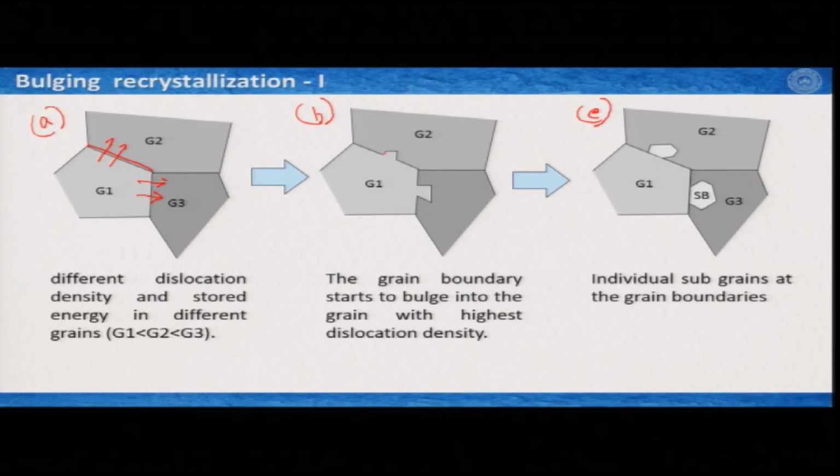where we see that a little bulge is happening. So, the grain boundary starts to bulge into the grain with higher dislocation density, and if that continues, then at the grain boundary you end up with some small little grains. These grains are generally strain free.